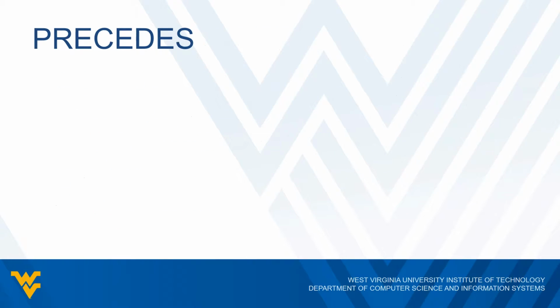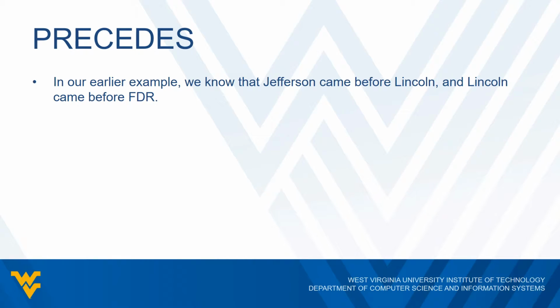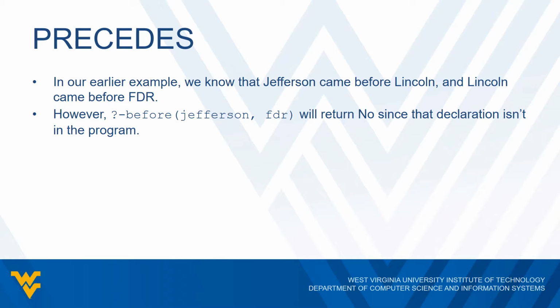or no? Now, in our earlier example, we know that Jefferson came before Lincoln, and we know that Lincoln came before FDR. So you would think, well, that means Jefferson came before FDR, right? But if we tried the query before Jefferson FDR, this is going to return no, because once again, that specific declaration isn't in the program. When we're doing a query, we're just checking, is that fact in the program? And since before Jefferson FDR is not in there, this is going to return no.